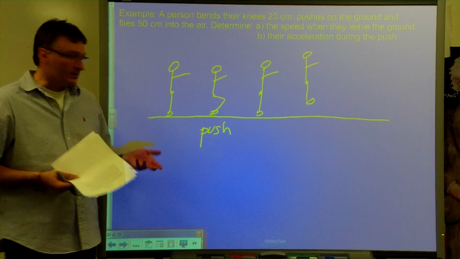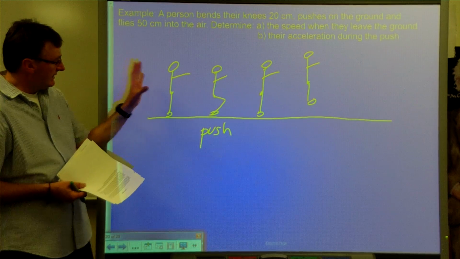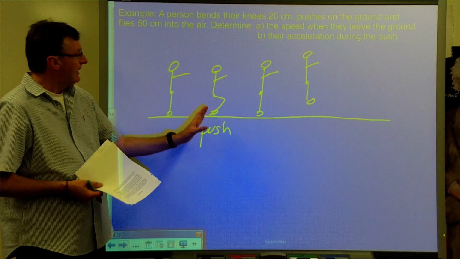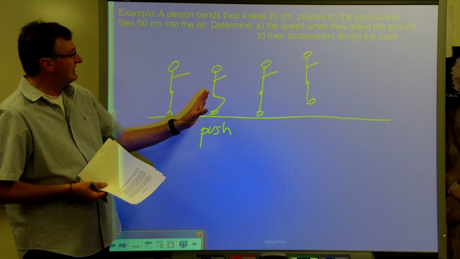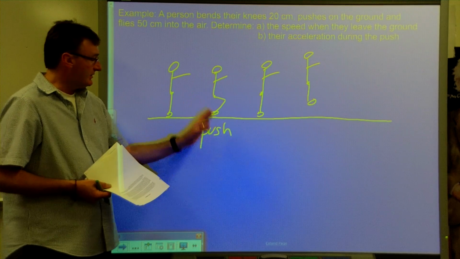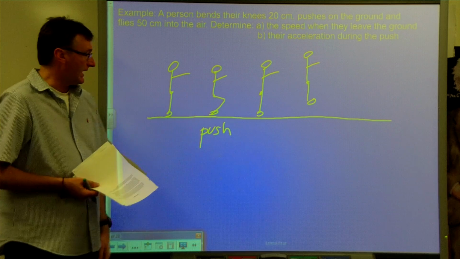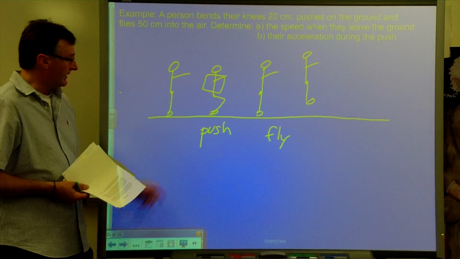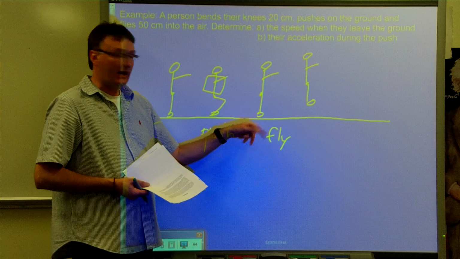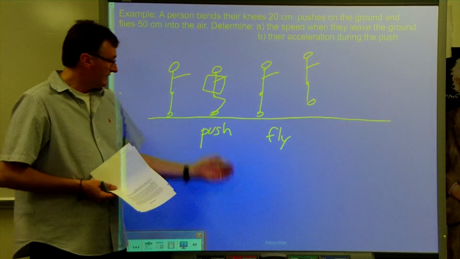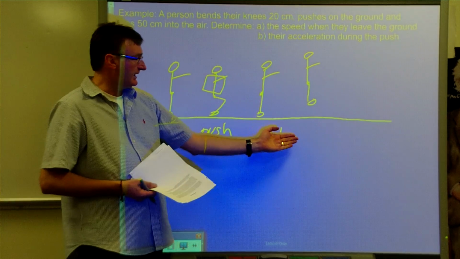So we're going to divide this up into two phases actually. So the push phase is when the person has bent their knees for 20 centimeters and they use that time to push up off the ground. And then immediately when the person leaves the ground, we call that the fly phase. So we have the push phase and we have the fly phase.